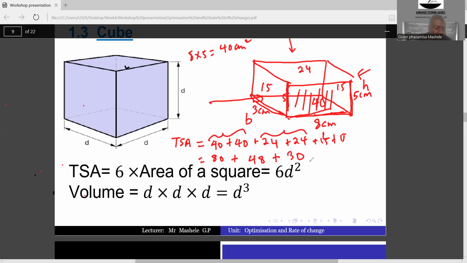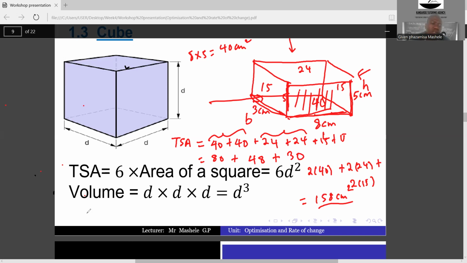And to add, this is the same as what we said: 2 times length and breadth, which is 2 times 40 plus 2 times 24 plus 2 times 15. So 2 times 40 is 80, plus 48, plus 30. This is a total area of 158 centimeters squared. You see, by knowing what you're doing, it's easier.